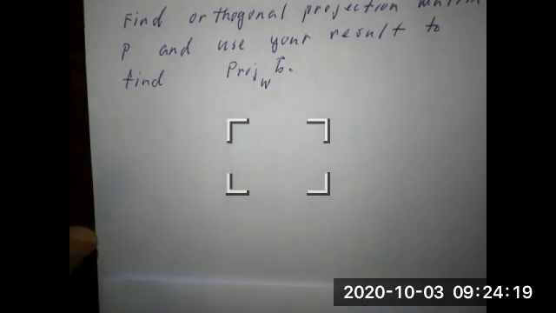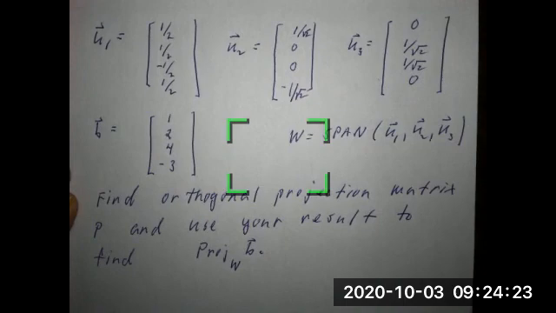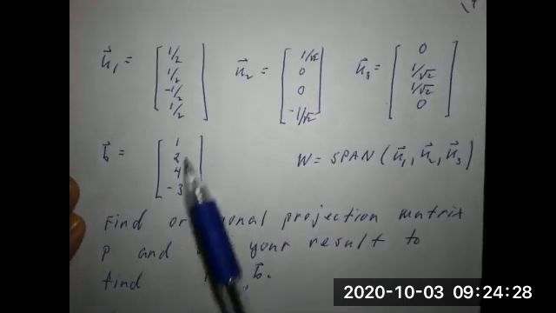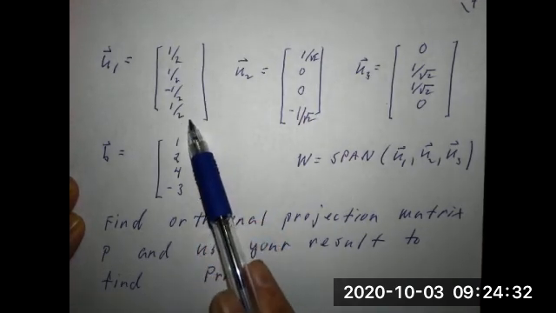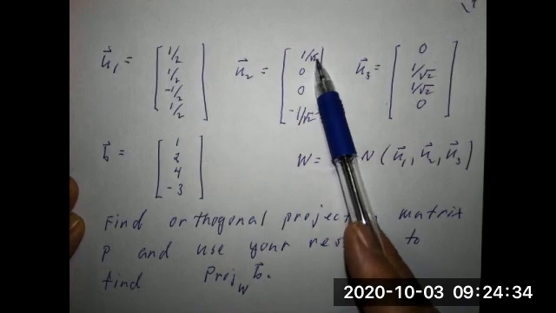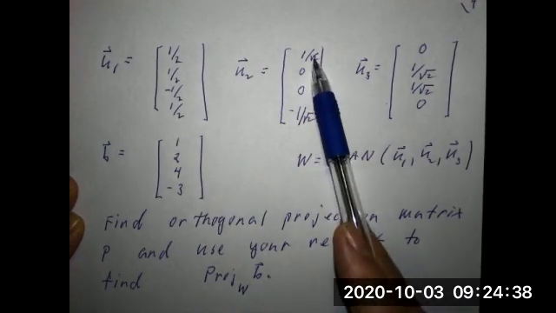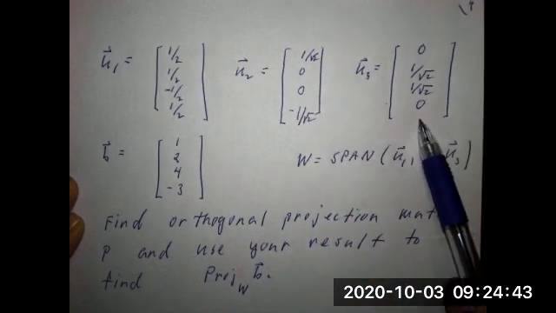Here's a problem for you to work on. Here are 3 vectors in 4-dimensional space. U1 is a half, minus a half, a half, minus a half. U2 is 1 over root 2, 0, 0, minus 1 over root 2. And U3 is 0, 1 over root 2, 1 over root 2, 0.